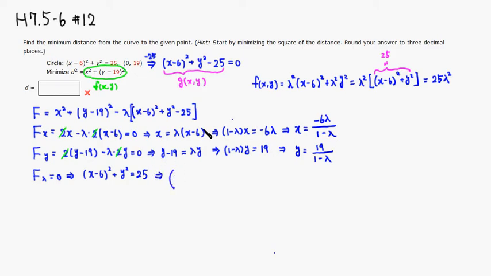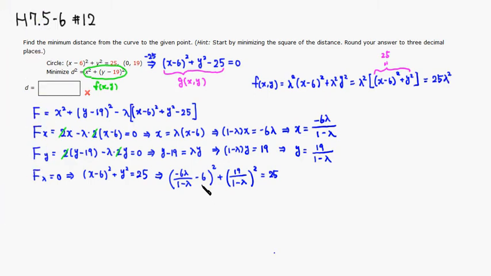So from here, x is negative 6 lambda over 1 minus lambda minus 6, squared, plus y is 19 over 1 minus lambda, squared, right? And this is supposed to be equal to 25. So with this equation we'll be able to find the lambda value. So let's find that. We just need to find lambda squared.